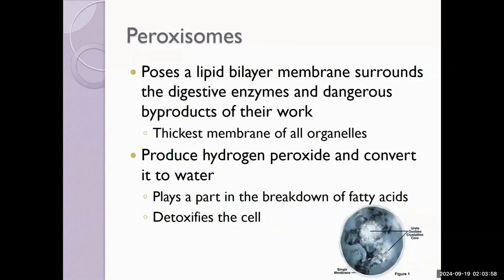Another cell component is the peroxisome. These are similar to lysosomes, but these are specialized toxin digesters that find hydrogen peroxide in the cell and reconvert it back into water. They are basically de-acidifying, detoxifying the cell. They also have a role in breaking down fatty acids.